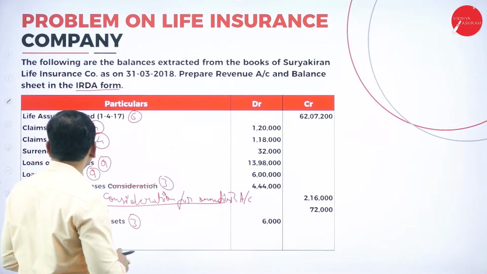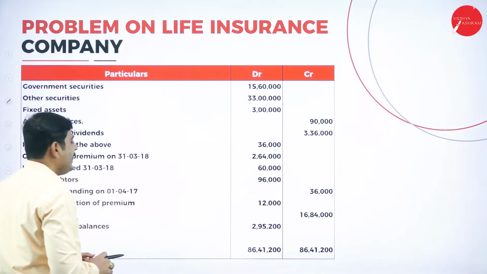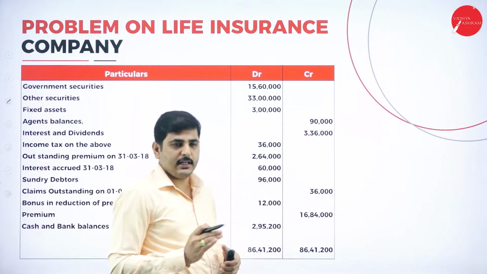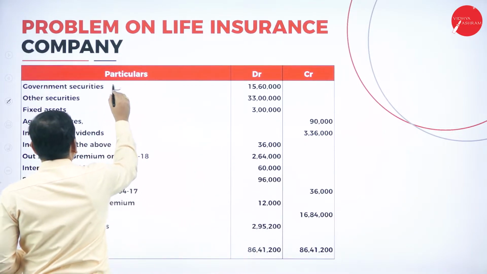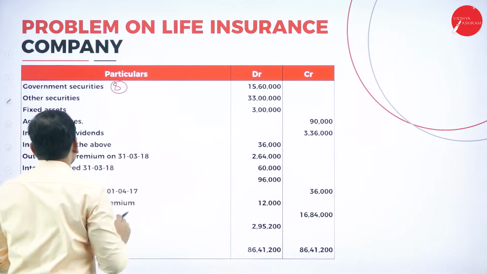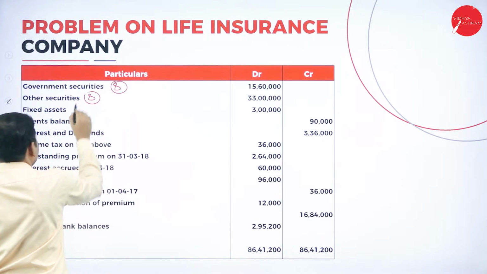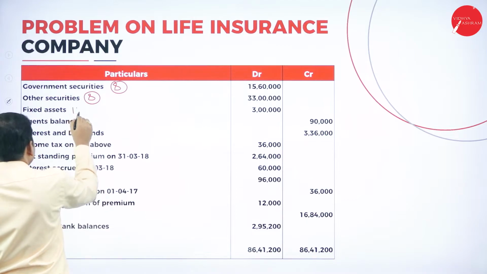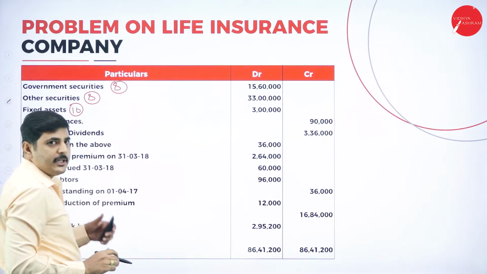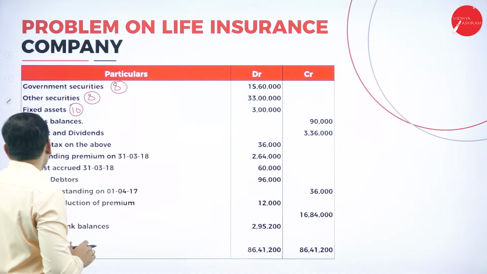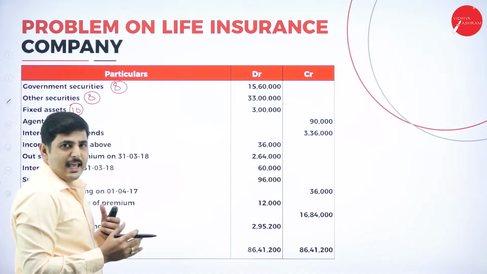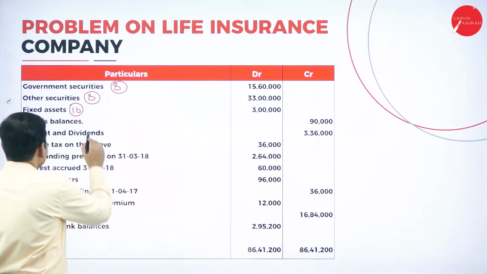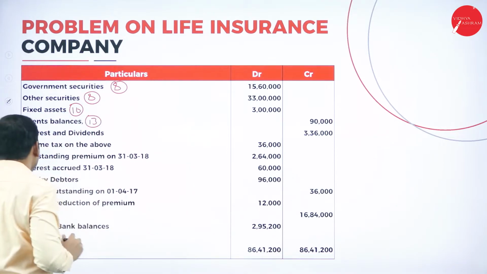Next item, government securities. Any investment on securities, everything comes under investment. So investment is schedule number 8. Next one, other securities is also investment, schedule number 8. Fixed assets. All fixed assets, building, land, all come under schedule number 10. Agents balance. It is a liability for us, we have to pay the agents balance. That's why it is schedule number 13, current liabilities.